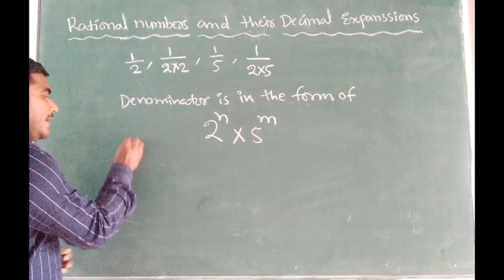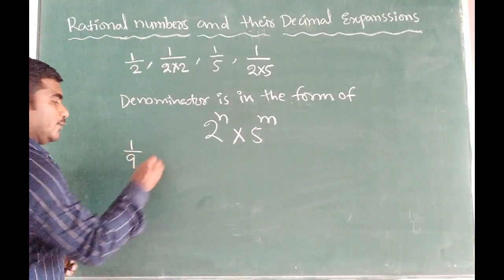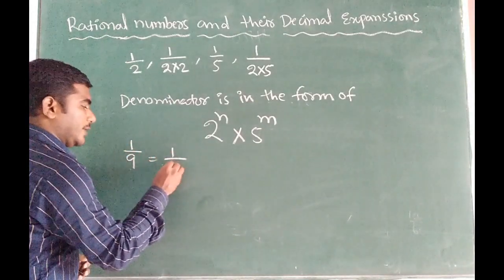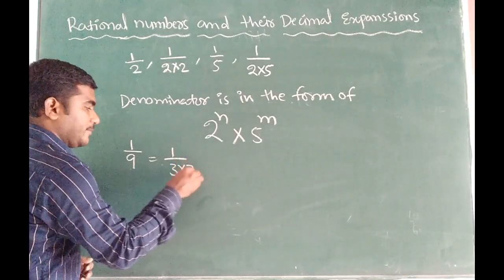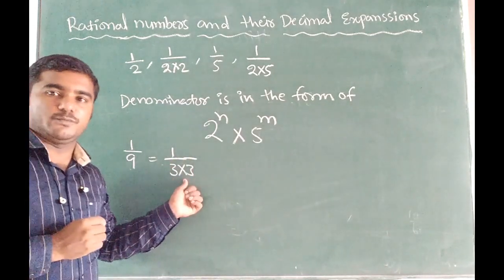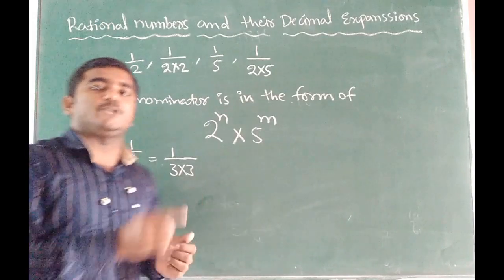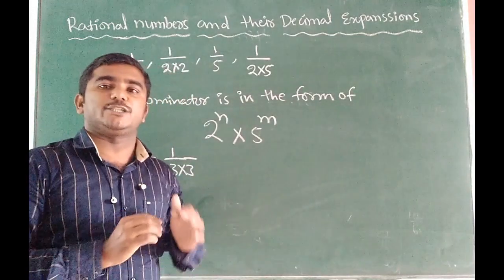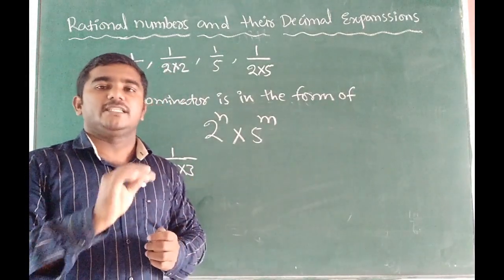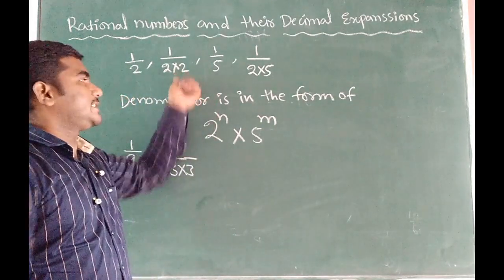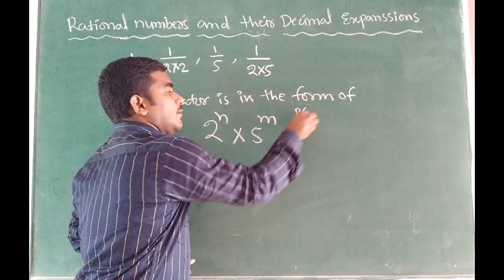For example, 1 by 9. What is the q form here? 1 by 3 into 3 means it is 3 square. Are 2 and 5 the factors? No. If only 2 or 5 are the factors, then only it should terminate. Otherwise, non-terminates.